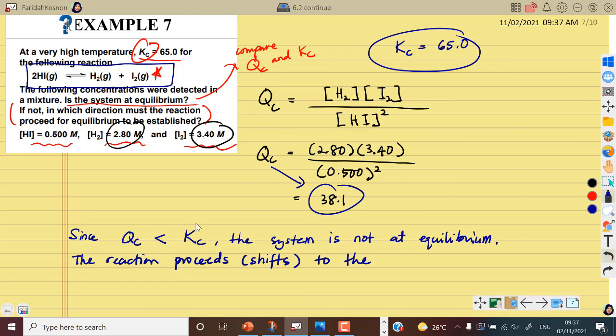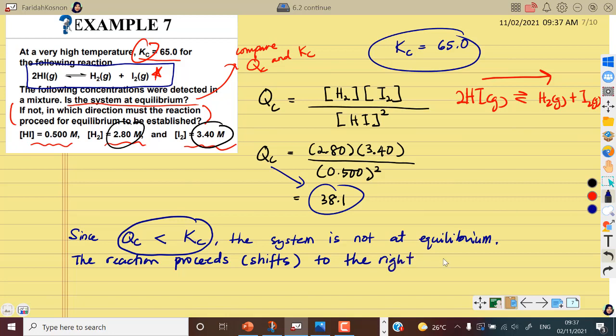Kalau QC less than KC, pada ketika ini concentration of reactant is very high. Jadi bila reactant is very high, maksudnya sekarang kalau kita refer kepada equation ni lah, saya tulis balik semula. Okay, hydrogen iodide gas. Okay, we have 2 mole here. Okay, and then we have hydrogen gas and iodine gas. Maksudnya concentration of reactant is very high. So untuk mengurangkan concentration of hydrogen iodide yang sangat tinggi itu, dan to make QC equal to KC, dia akan proceed to the right. Jadi dia akan proceed ataupun shift to the right. Ataupun forward reaction lah kan.